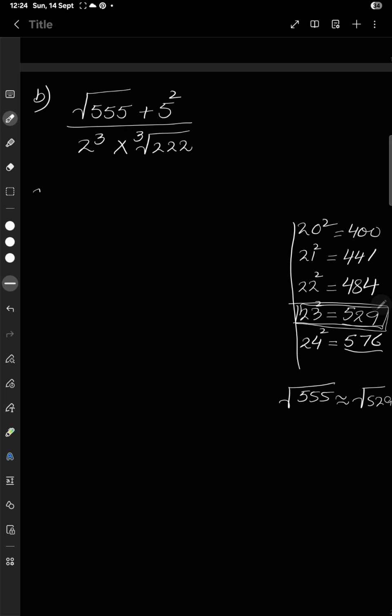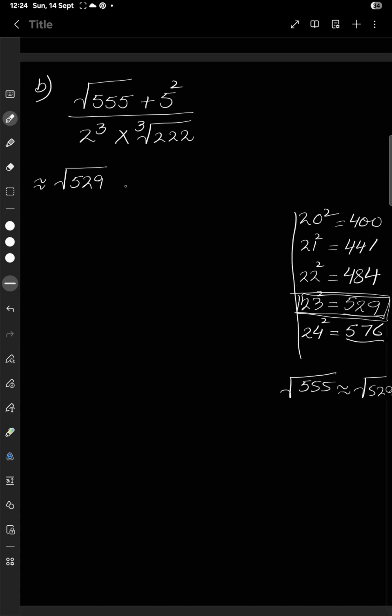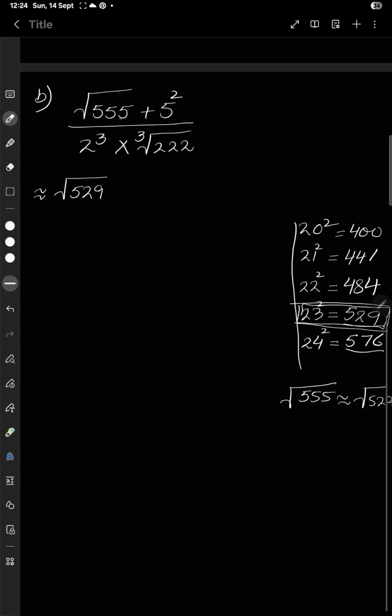So yes, I will use this sign. This is the estimation sign. So I can say that this is very close to 529. The skill set which I'm using to solve this question is estimation. So I estimate 555 as 529, a perfect square. Now plus will be plus and 5 square will be 25, over 2 cube, which I know is equal to 8, multiply.